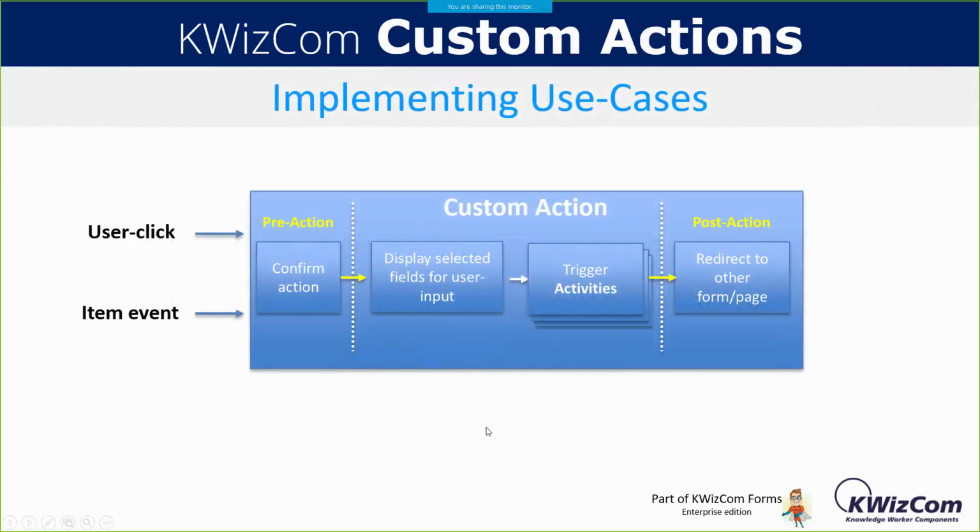So what is a custom action? A custom action can be triggered by a user click on a custom button that you can create, or it can be triggered by an item event. An item event is something like item created, item updated, or item deleted. So you can trigger a custom action in both ways.